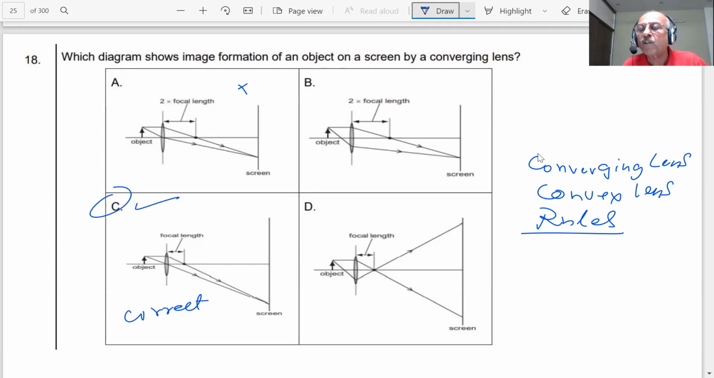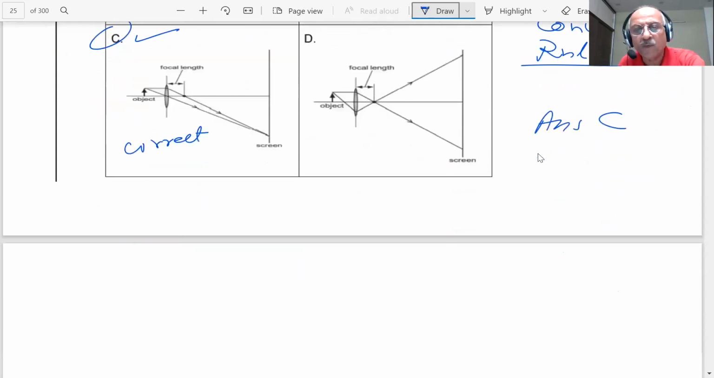So we have to apply the rules which we have told you for the convex lens for the formation of images, which have been clearly explained in your book. Any ray which is parallel to the principal axis will pass through the focus, and a ray which passes through the optical center must go straight. So this will show the correct image formation. Therefore, our answer is C, student. There is some error in all the other pictures. You can see that if you pay attention.